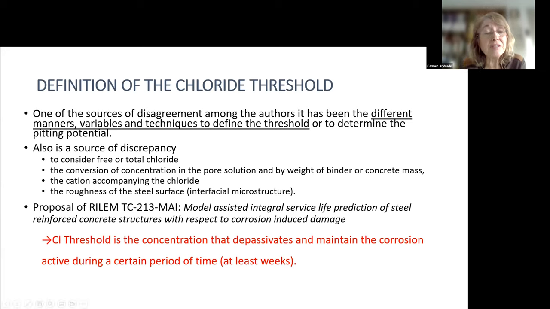Also, it's a source of discrepancy to consider free or total chloride, the conversion of concentration in the pore solution by weight of binder or concrete, the case of the cation, because it's different if you have calcium chloride than sodium chloride, the pH is different, and the type of steel, the roughness of the steel, the interfacial microstructure, of course. And we discussed that in the RILEM TC on model-assisted integral service life prediction of reinforced concrete structures that we had there. But I think this was published in one of the papers, but we didn't pay attention to how important the definition is.